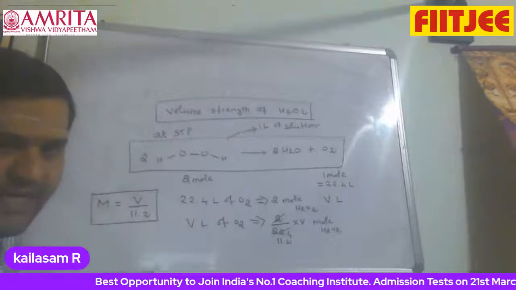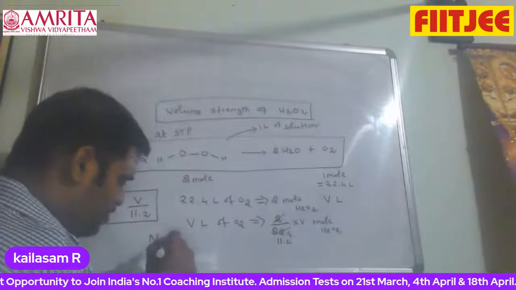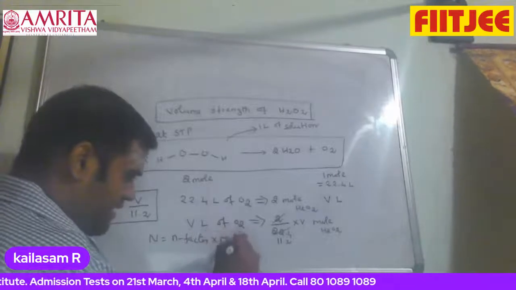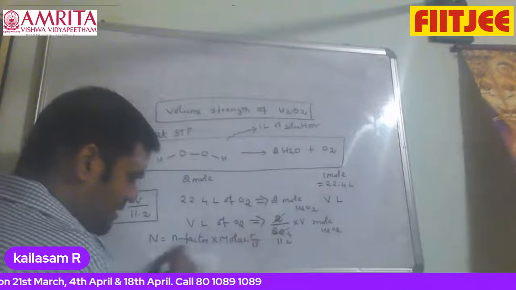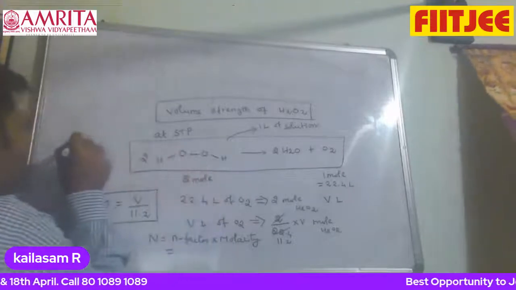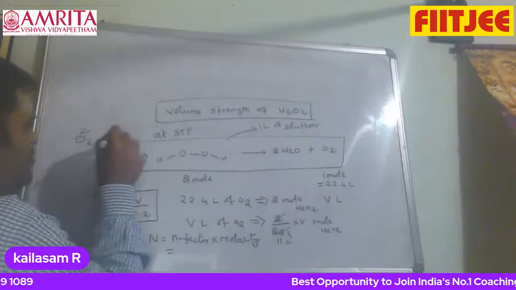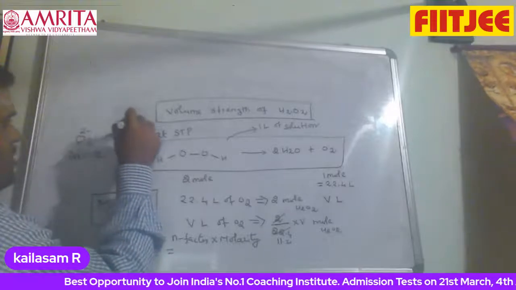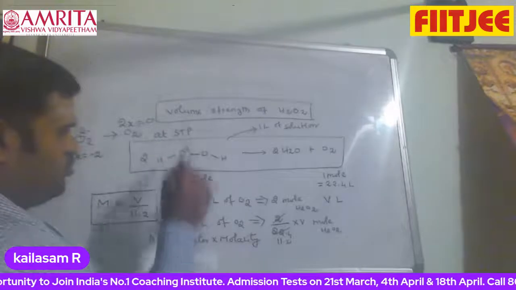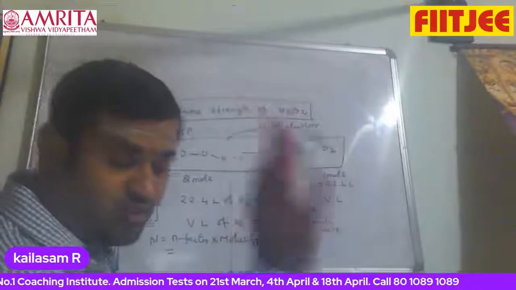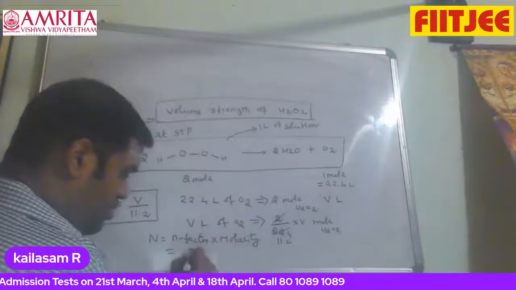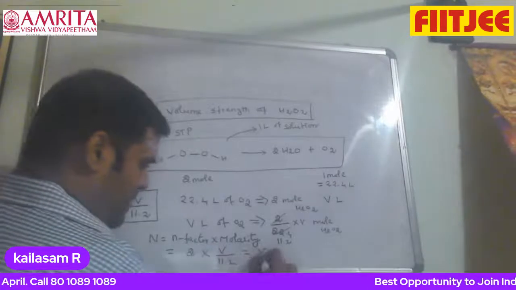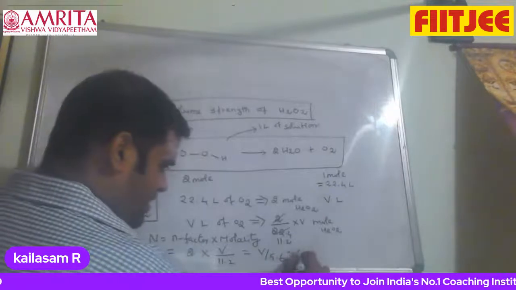Then what about normality? I can write that normality is equal to N factor into molarity. What is the N factor here? O2 2 minus gives O2 gas. Therefore, 2x is equal to minus 2, and 2x is equal to 0. The difference is 2. Therefore, the n factor is 2. H2O2 becomes O2, N factor is 2. So 2 into molarity V by 11.2 gives V by 5.6, which is normality.